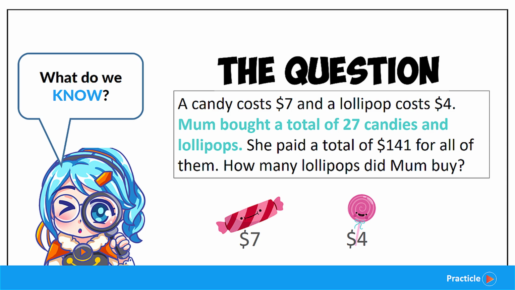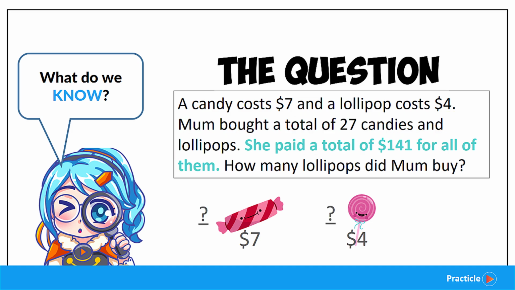So what this means is that the number of candies and the number of lollipops add up to 27. We don't really know how many objects of each type she bought. Your mom could have bought 1 candy and 26 lollipops, or she could have gotten 2 candy and 25 lollipops, or any other number. It looks like we have two big question marks right now. The number of candies and the number of lollipops.